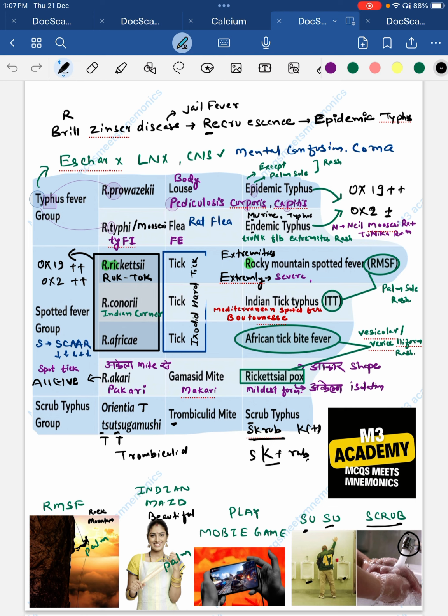So Rickettsia is also a super 100 topic by M3 Academy, which has 100% predictability in your exam. So Rickettsia, let's start from this table. Rickettsia has three groups: typhus fever group, spotted fever group, and scrub typhus fever group. First of all, you should know this group: typhus, spotted, and the scrub typhus.